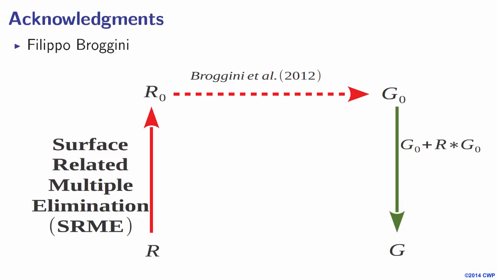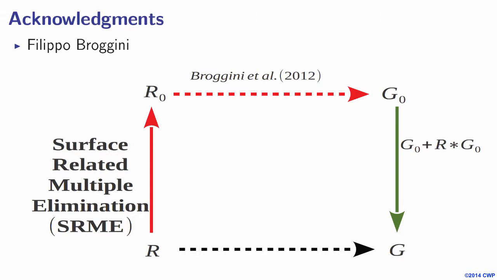But this is a tortuous path to go from R to R0 to G0, then to get G. What we can do is go directly from R to G. And this obviates the need for SRME. We actually naturally include the free surface multiples in the Green's function.